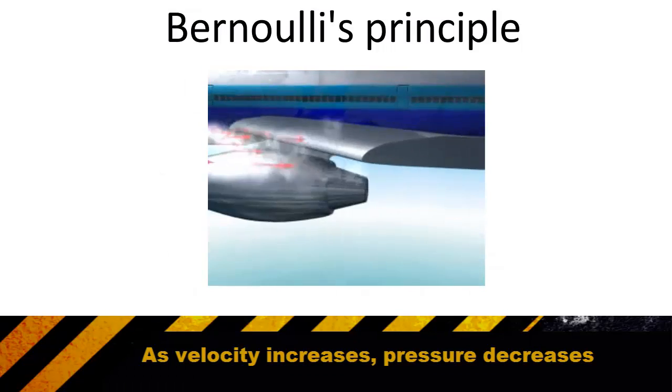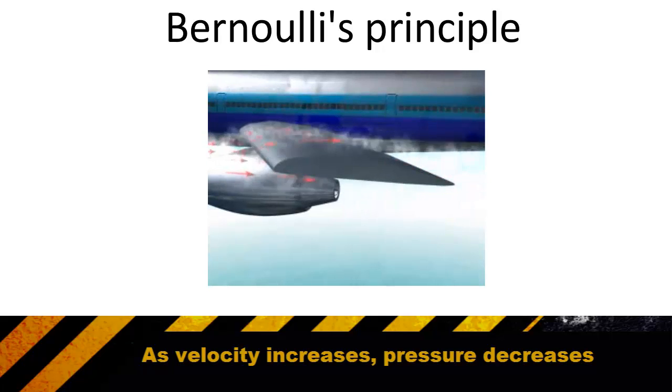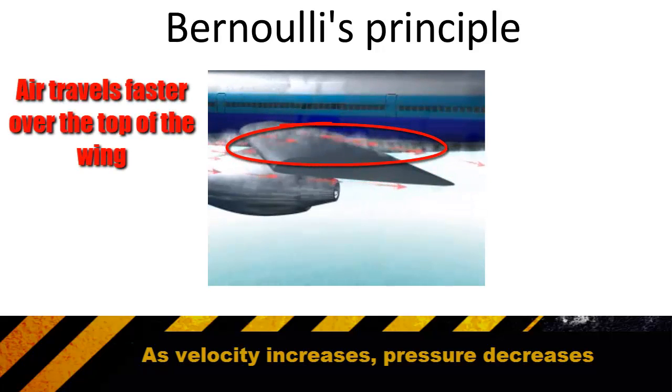If you look at the cross-section of a wing on an airplane, you'll notice the wing is curved. By curving the top of the wing, we create a longer distance that the air has to travel as it goes over the top of the wing compared to the bottom of the wing. Because the air has a longer distance to travel, the air on top ends up going faster. According to Bernoulli's principle, as air moves faster, the pressure drops.